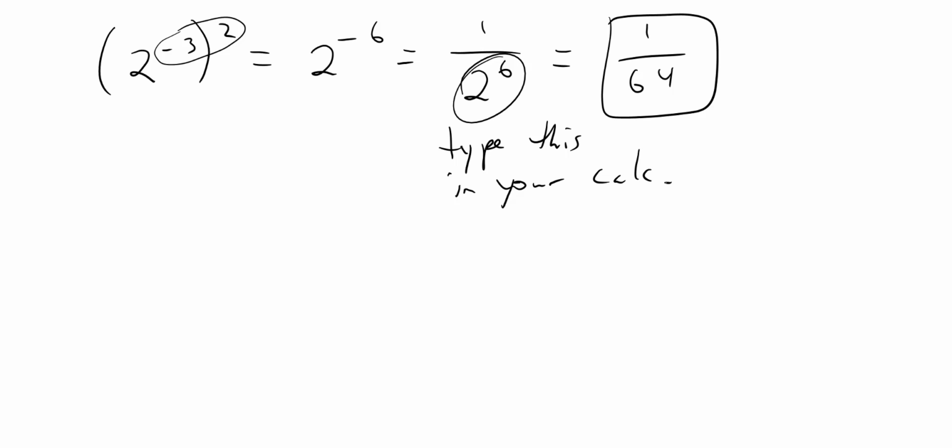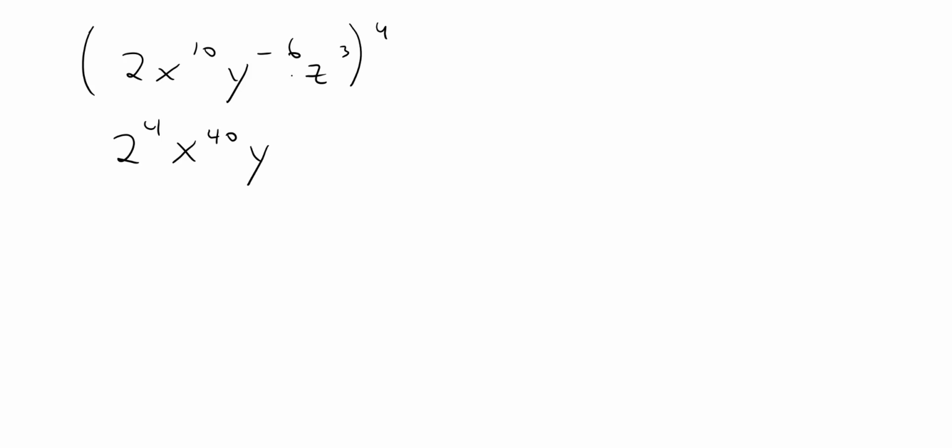So type this in your calculator. Okay? All right, cool. So let's do a little crazier one that's got a few more things to it. If I said 2x to the 10th, y to the negative 6th, z cubed, all to the 4th power. Okay, so it's all the same stuff. We're doing 2 to the 4th, so write out 2 to the 4th power, and what's x to the 10th to the 4th power? Remember, it's a power to a power. What do I do? You multiply. So x to the 40th, y to the negative 6 times 4, negative 24, and z to the 12th, 3 times 4. Okay, that's not bad, right?